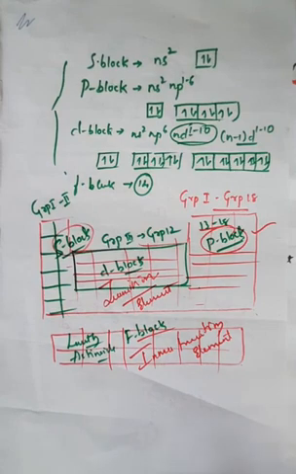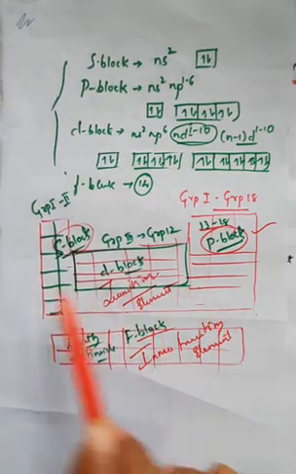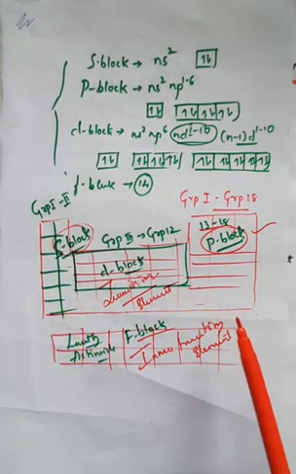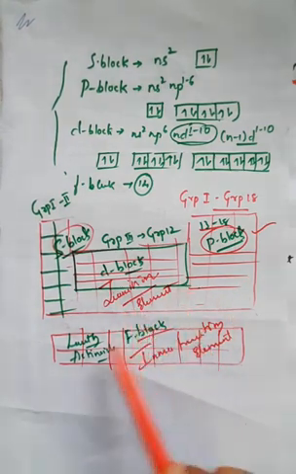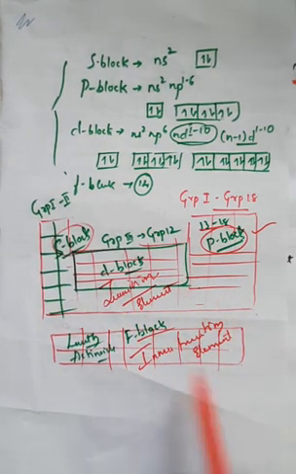And the F block elements are kept away, at a certain distance from the periodic table, apart from the S block, P block as well as D block. So therefore it is termed as the F block element. And another name for F block is inner transition element.